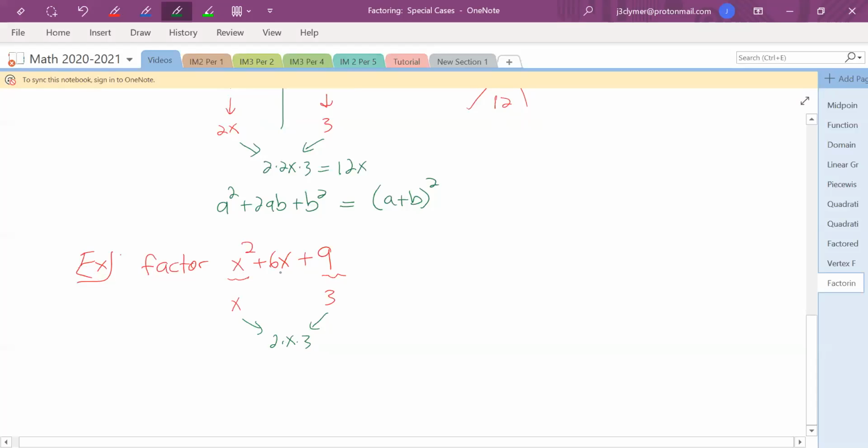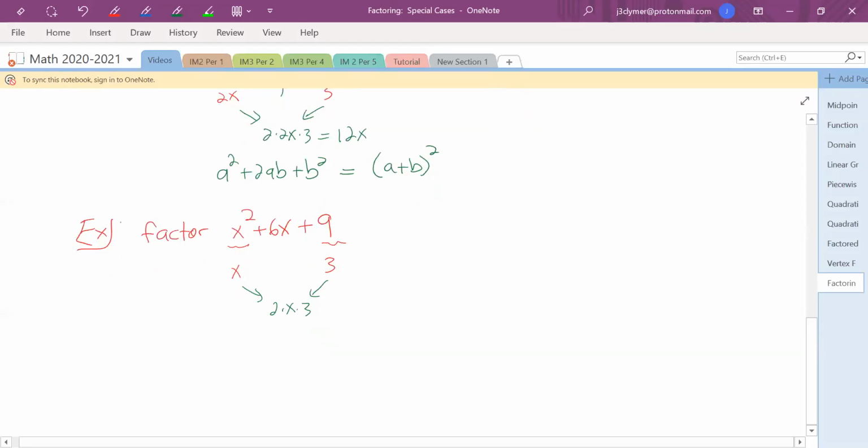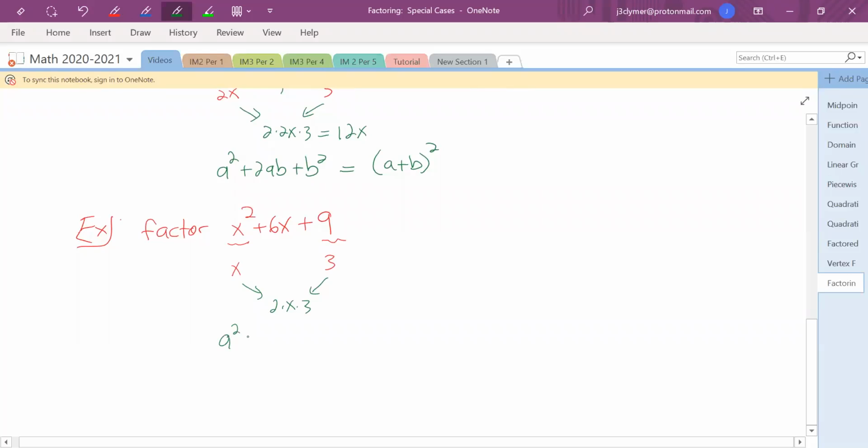The way our rule works, I'll go ahead and write the rule, and then we'll see if we can identify it. a squared plus 2ab plus b squared becomes (a plus b) squared. Here a is the square root of the first term, b is the square root of the last term. And so this should become (x plus 3) squared. We know it works because that middle term is 2 times a times b. All right, very good. So that is the first of our special cases.